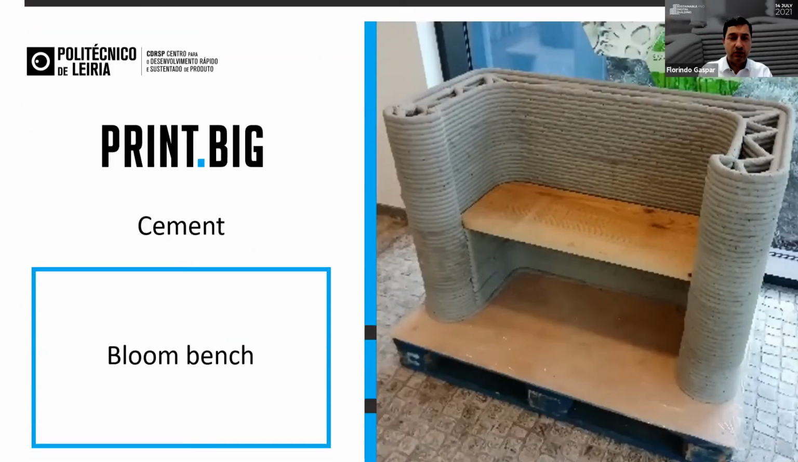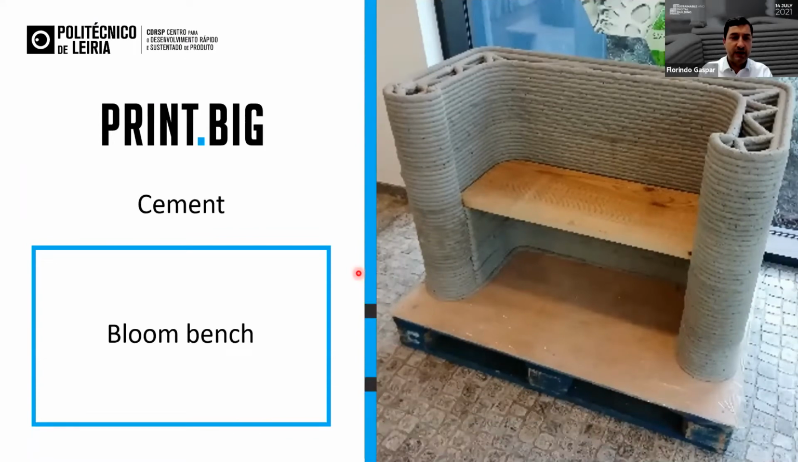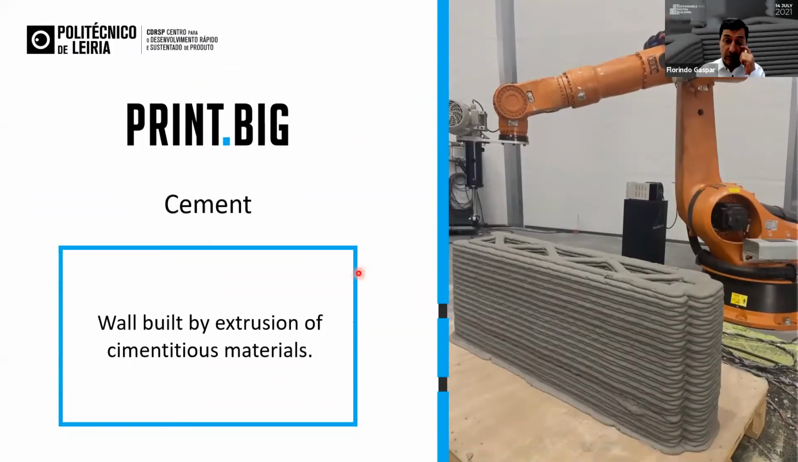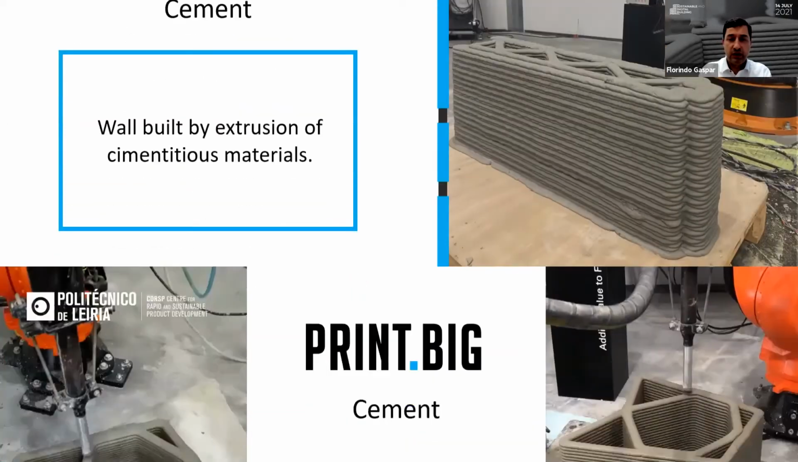So some examples of 3D printing with cement. This is a bench that we printed. This is a first test of a wall on a work that we are doing towards building a small house. This was the first test on printing the wall, and this was another example of printing a bench. In this case, it was just a demonstrative example, but I can highlight here the quality of the printing.